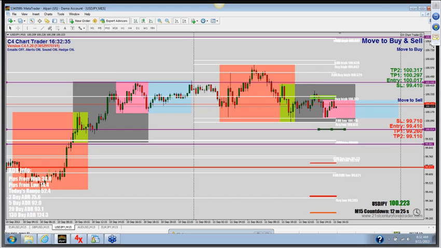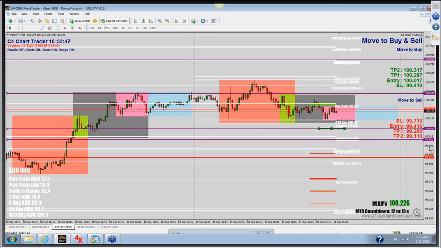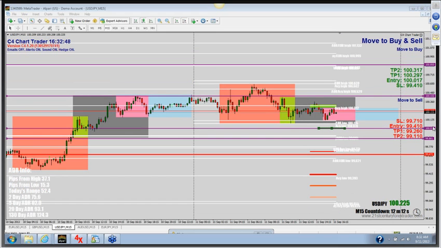where's my stop loss? Just make sure it's not, there it is, it was hiding out behind that red line. There we go.